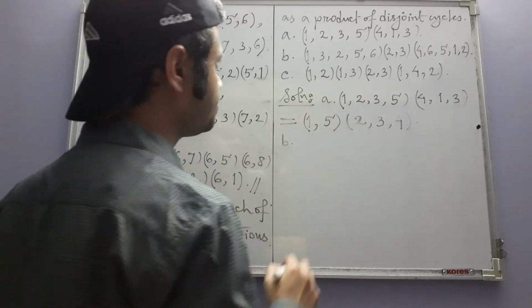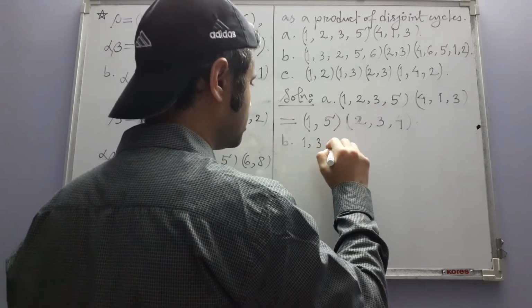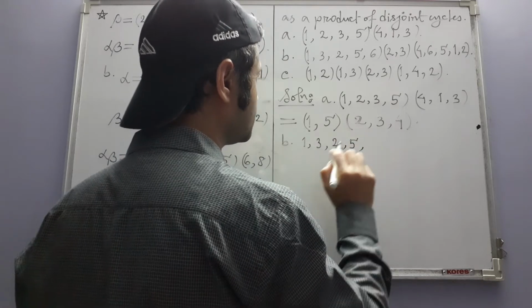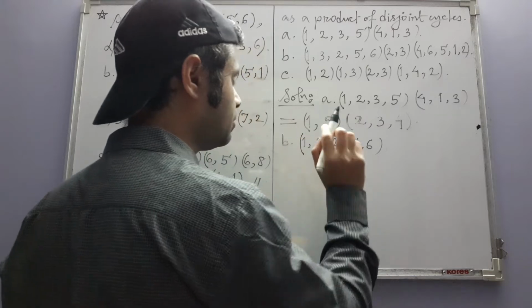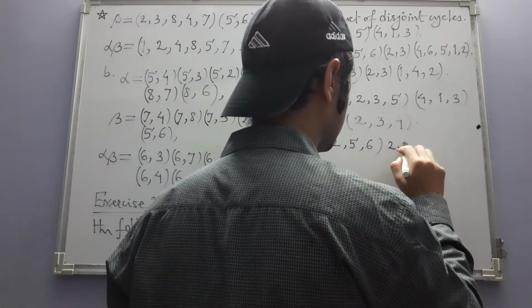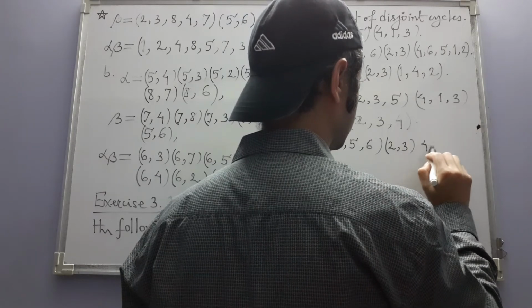Then B, (1 3 2 5 6)(2 3)(4 6 5 1 2). This is a long one.